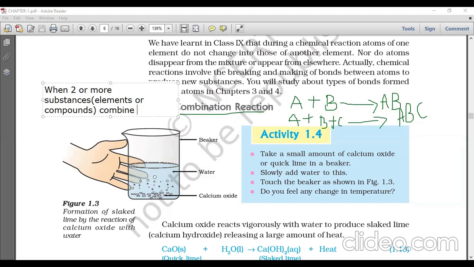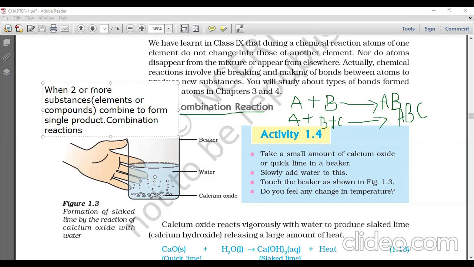So what happens after combining to form AB? AB is single, right? Previously on the left side, A is separate and B is separate. I have combined them and then I'm getting a single product. Such reactions are known as combination reactions.